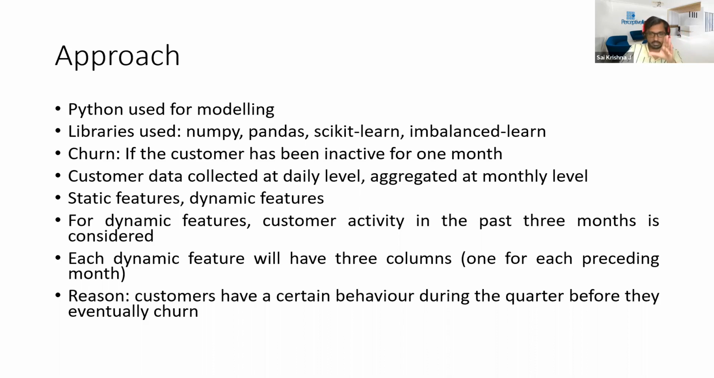Okay, so according to them, the 3 months is a decent indicator, which will sufficiently tell them whether the customer is going to churn in the next month or not. The 3-month window they have fixed arbitrarily, and for each of the preceding 3 months, they have calculated the value of the dynamic features.